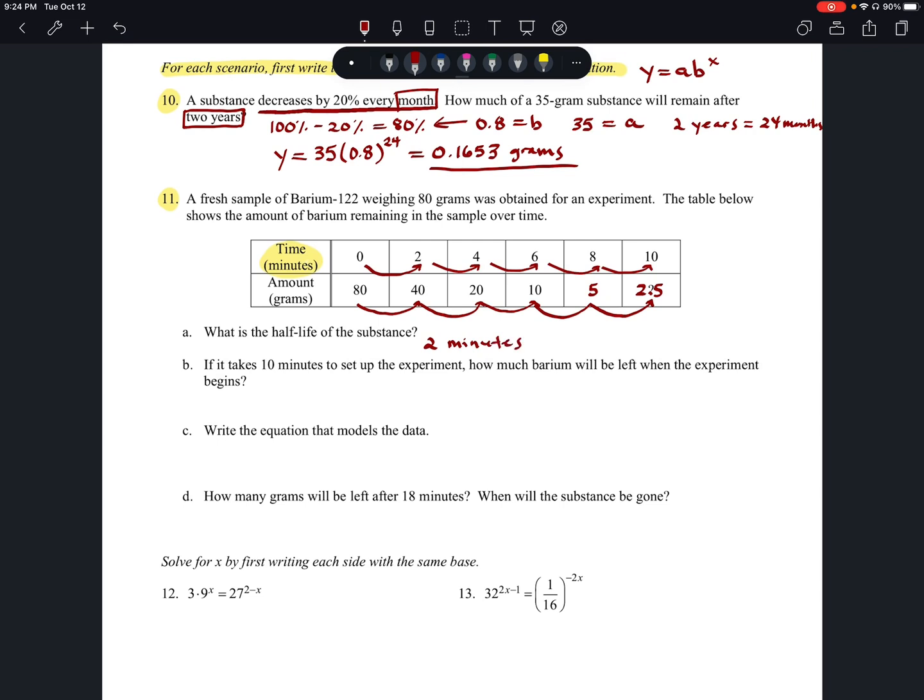Okay, then letter B says, if it takes 10 minutes to set up the experiment, how much barium will be left when the experiment begins? I guess we kind of already answered that. That's looking at it over here, right? We'd have 2.5 grams.